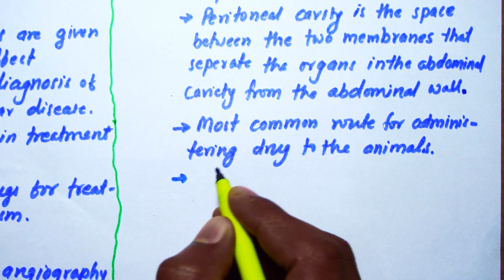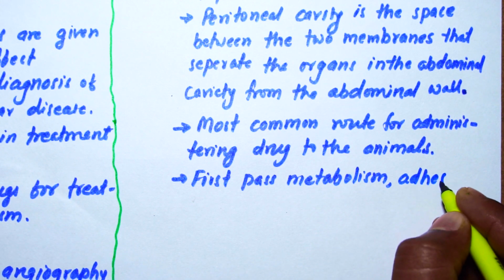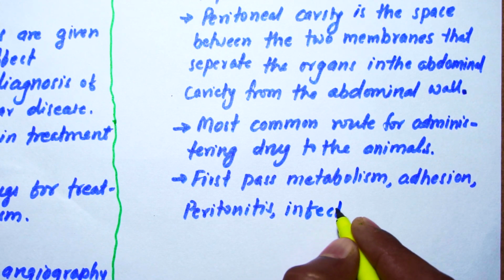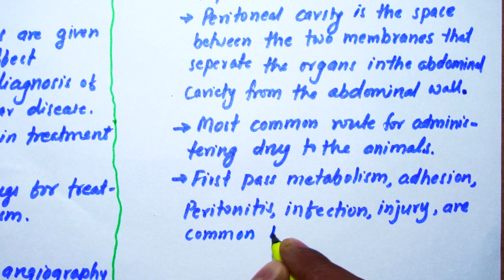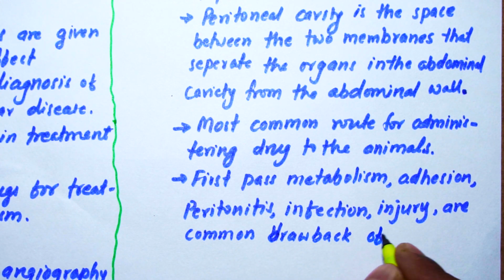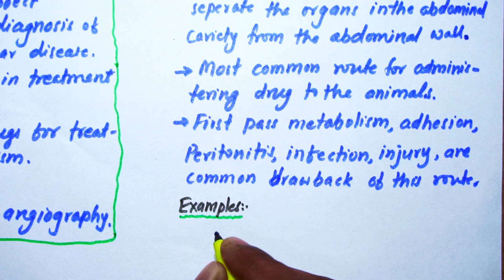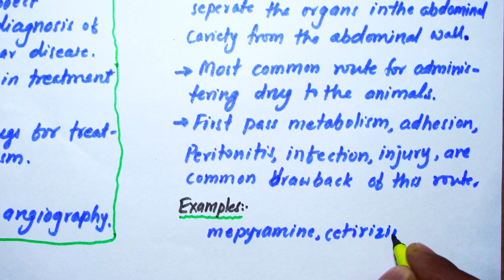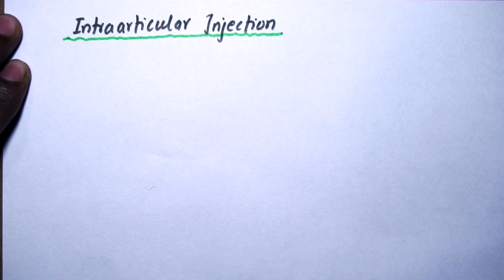It is the most common route for administering drugs to animals. First pass metabolism, adhesion, peritonitis, infection, and injury are common drawbacks of this route. Now the examples for this route are mepyramine or cetirizine, and dexamethasone.